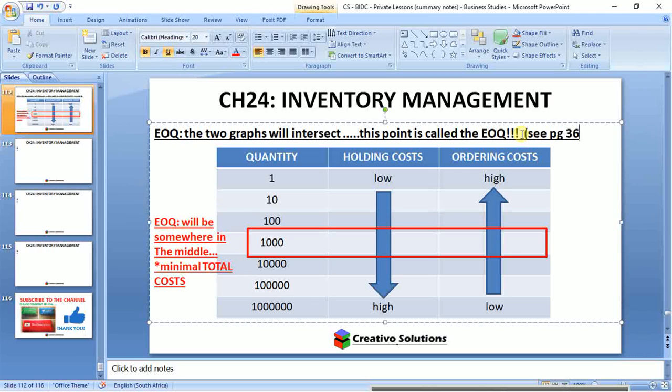Right, see page 368 again, just in terms of the diagram. Okay, so I'm just adding a table to explain it. So you can see quantity, you can see holding, you can see ordering. Somewhere in the middle, it's going to be the same. There's the point on the graph. Okay.